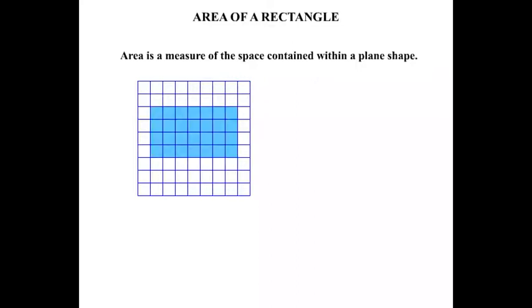This one here then, if we counted up how many square units it contains, 1, 2, 3, 4, 5, 6, 7 along the top there, another 7, another 7, and then another 7. In other words, 4 lots of 7. We would say that area equals 28 square units. Okay, 4 sevens are 28.